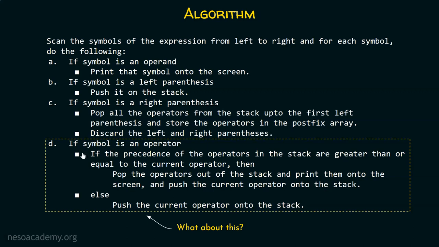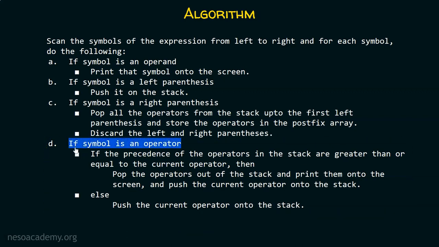But we are left with this part. That is, if the symbol is an operator, then what to do in that case, right? We have to handle this case as well. For this purpose, we will include this in our program. If the symbol is an operator, then what to do, right? This is a very important step. In this presentation, we will try to write a C program for this case as well. Okay? If the symbol is an operator, then do the following.